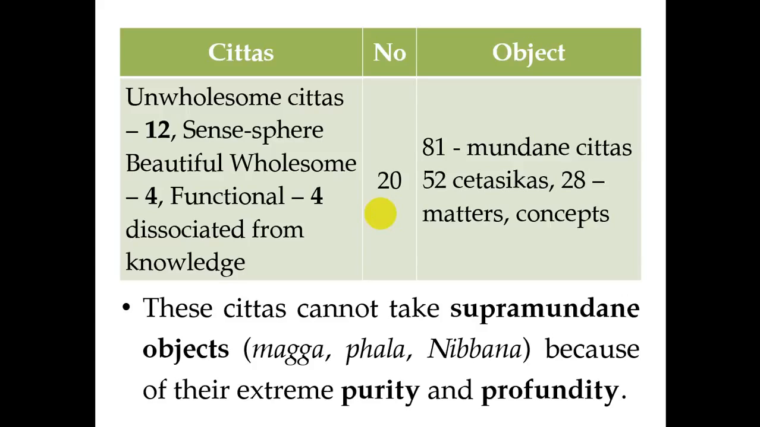So these 20 chaitas cannot take supramundane objects, because these supramundane objects are very pure and very profound. Therefore, these 20 chaitas will not be able to see them, right? But I think that is my own thinking, not written in the Bhikkhu Bodhi book.